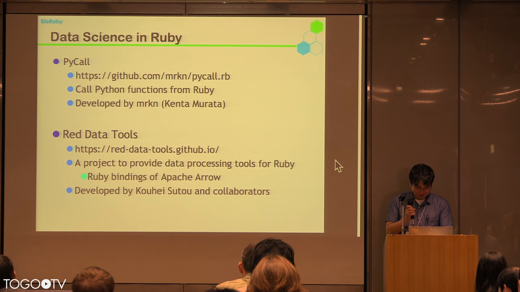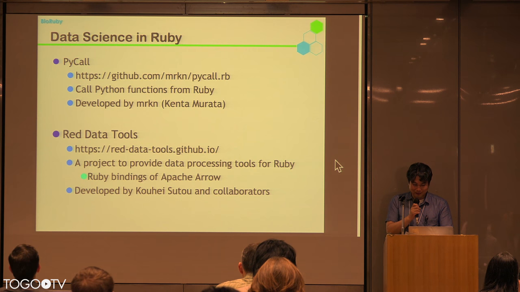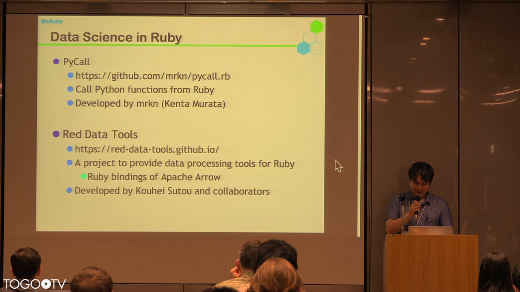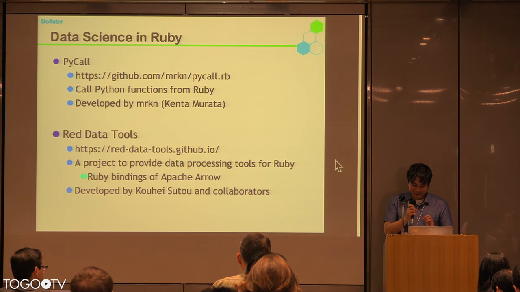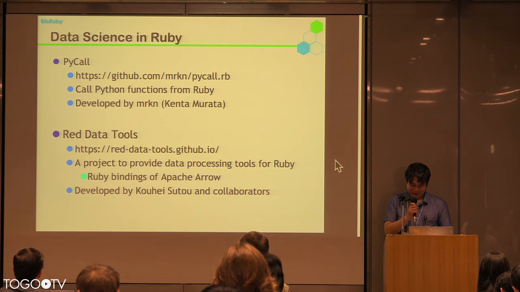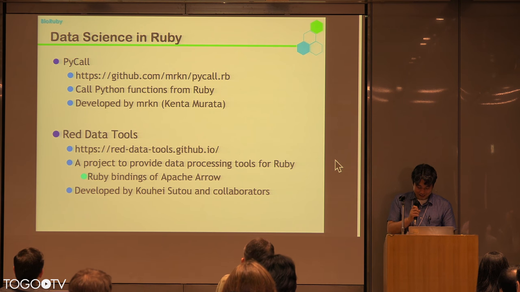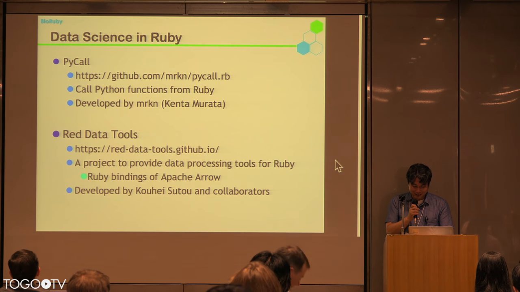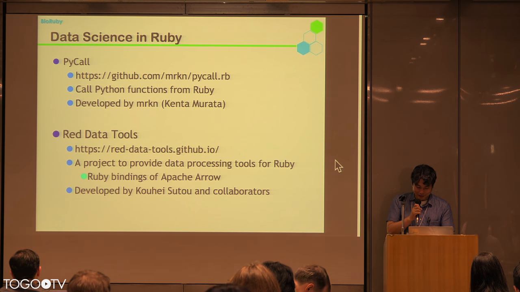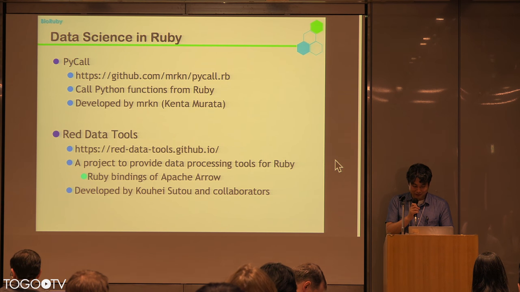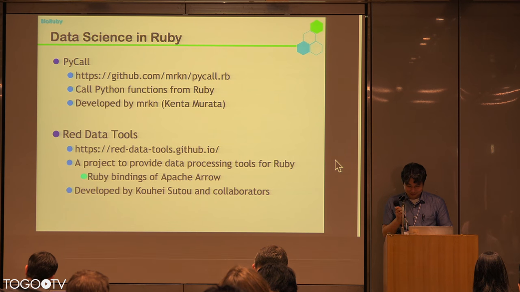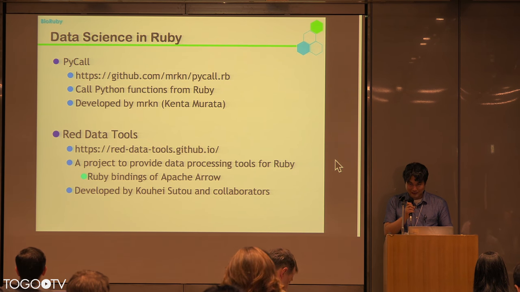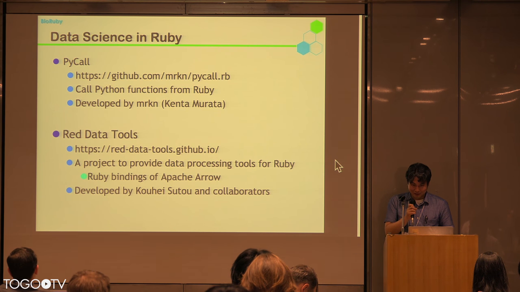And in addition, there is PyCall, for calling Python functions from Ruby, developed by Murata-san. So, an immature idea, but I'd like to try to call BioPython from Ruby. And there is Red Data Tools, founded by Kouhei Sutou and collaborators. This project develops data processing tools for Ruby, including Ruby bindings of Apache Arrow. So I'd like to collaborate with these projects and develop Ruby tools for bioinformatics. Thanks.